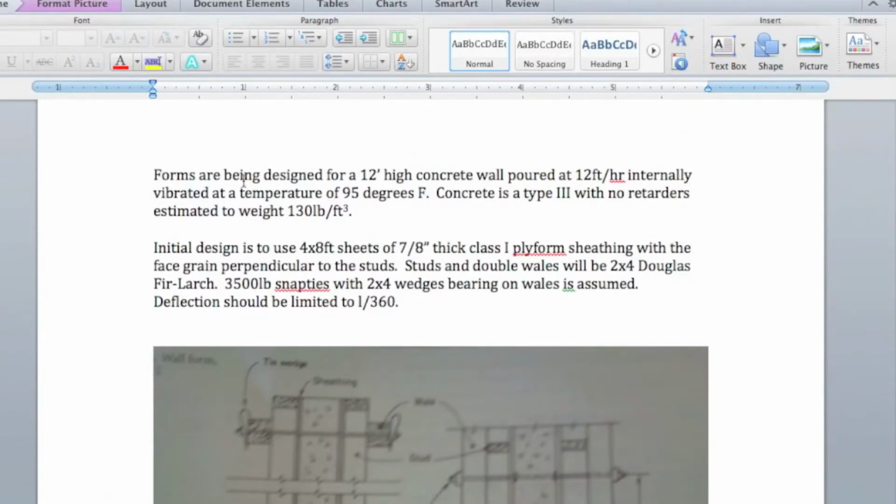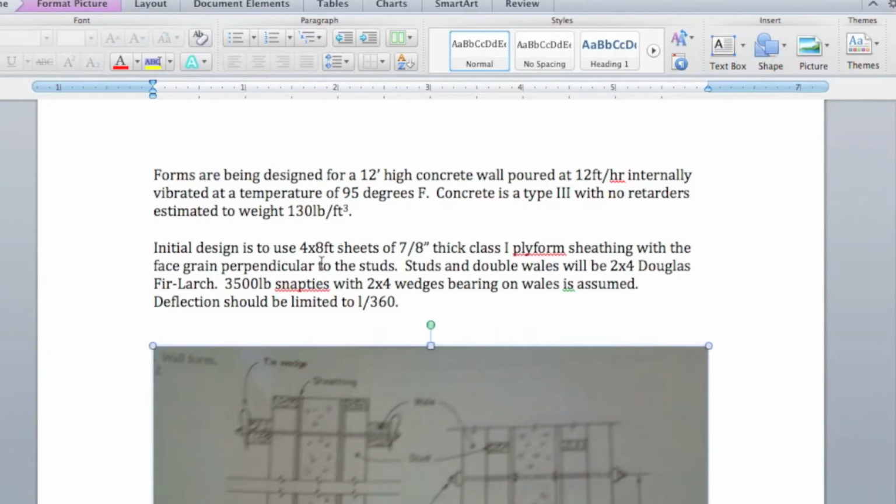So take a quick look at this, pause it if you need to write down all the givens, and then go ahead and push play and we'll solve it. So we're looking at a wall, 12 foot high. Here's the rate, here's the temperature, the weight, the type of concrete, and then here's some of our initial design assumptions that we're going to use. And then we're going to see if that design is okay, if it's over-designed, if it's under-designed, and what we need to do to adjust it.